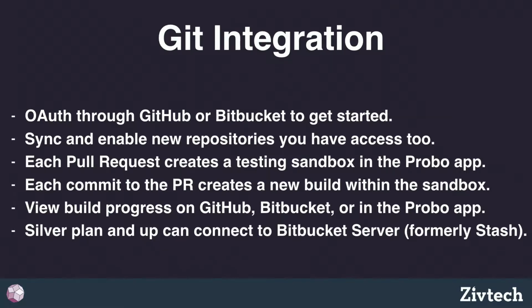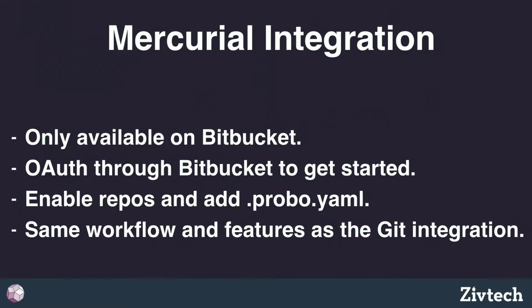You can view the progress in your pull request itself. Underneath the pull request, it'll show what steps you're kicking off and their status. And if you have a silver plan or up, you can actually connect to Bitbucket Server as well. As I mentioned, there's also Mercurial integration for Bitbucket. Basically the same process by OAuthing in and everything like that, and it has the same workflow and features as the Git integration currently.